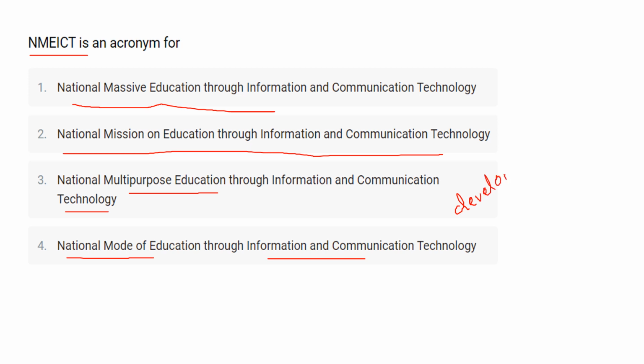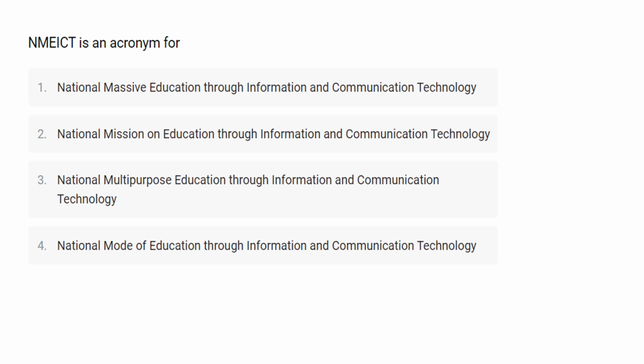in the teaching and learning process for the benefit of all the learners in higher education institutions in any time anywhere mode. So the correct answer for this question will be option number 2, that is National Mission on Education through the Information and Communication Technology.